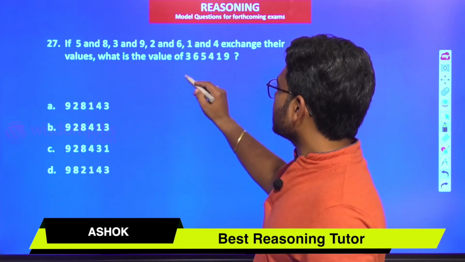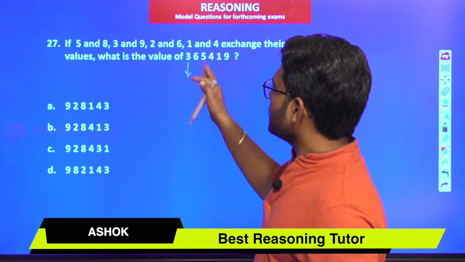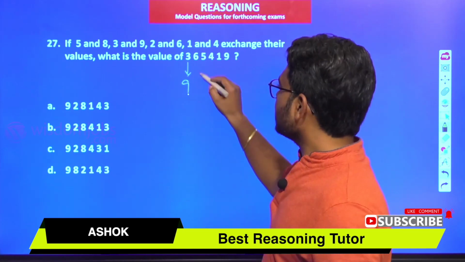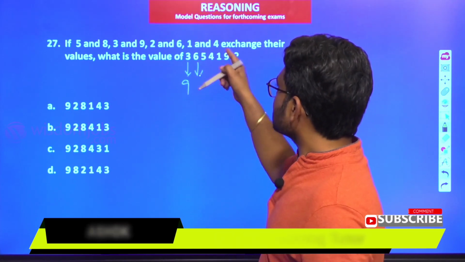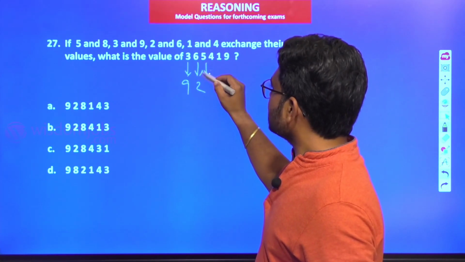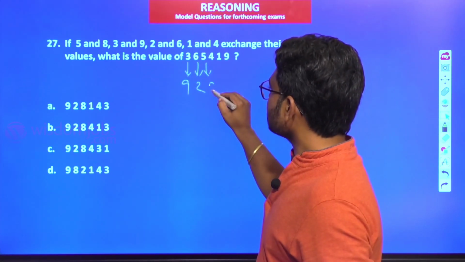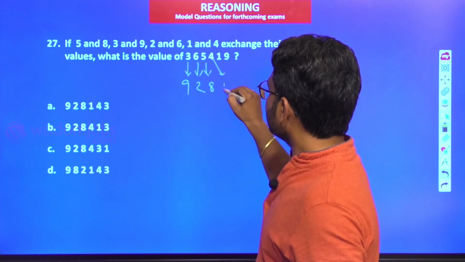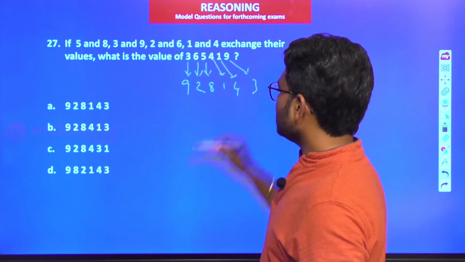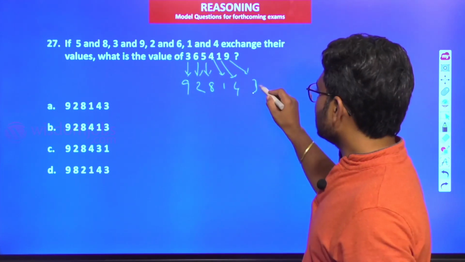See here, just check how each is exchanging. 3 is exchanging with 9, 6 is exchanged with 2, 5 is exchanged with 8, 4 is exchanging with 1, 1 is with 4, 9 is with 3. There is no twist in this problem basically. It is a straight question.